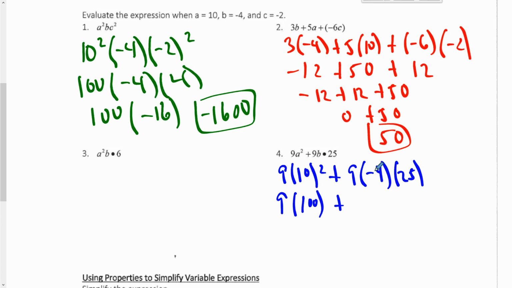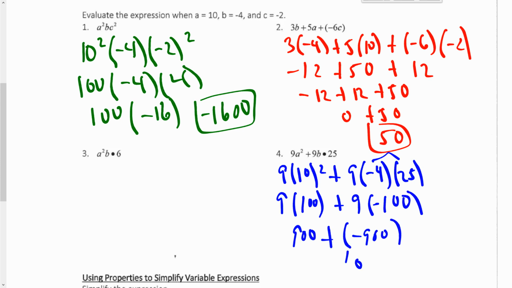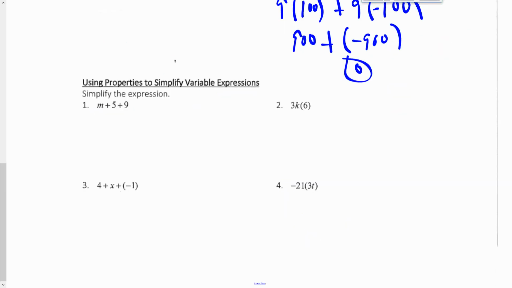Then I can also say that it would be easier to do -4 times 25 first. Because thinking in terms of money, I know if I have 4 quarters, that's 100 cents or $1. And I know it's going to be negative there. So then I can multiply and get 900 plus -900. And those will cancel each other out and make 0. Okay, so again, try number 3 on your own. If you have questions, just ask your teacher.